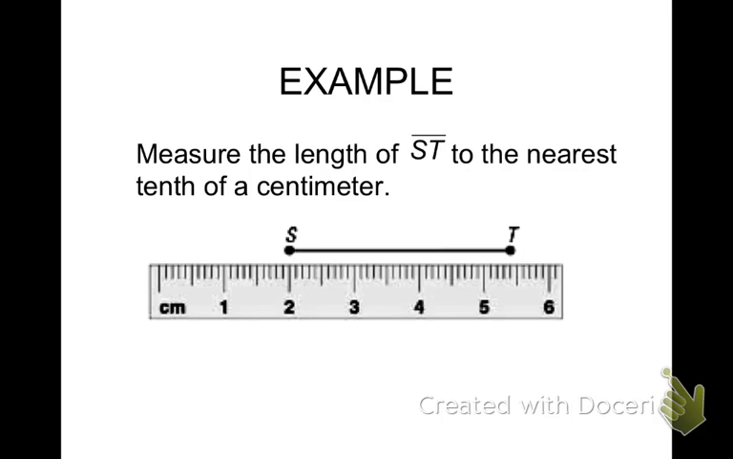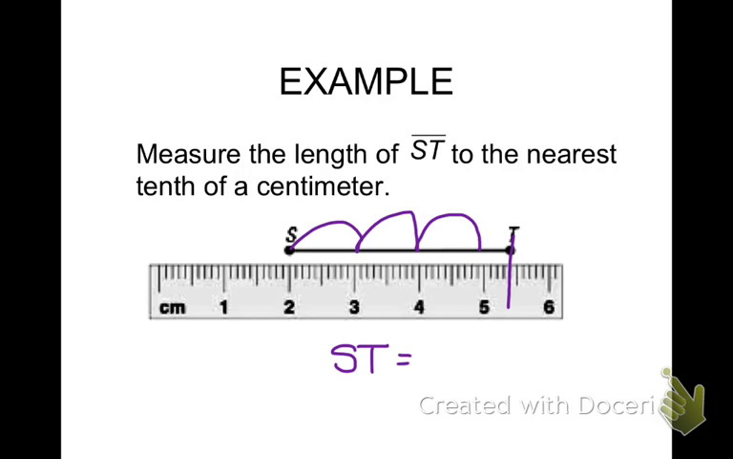What would be the length of line segment ST? How many centimeters? Now be careful. Is it starting at 0? It's not starting at 0. It's starting at 2. So from 2 to 3 would be 1 centimeter. 3 to 4 would be 2 centimeters. 4 to 5 would be 3. And try to be as precise as you can. I know it might be harder to see on your paper. That's crossing at 0.4. So this is how we're going to write our answer.